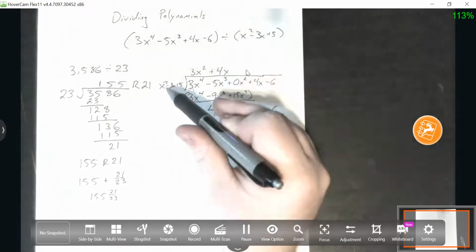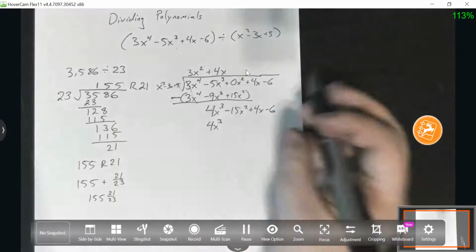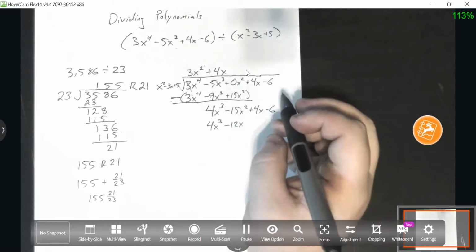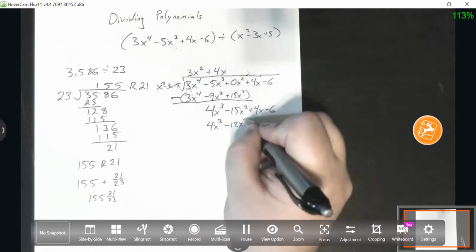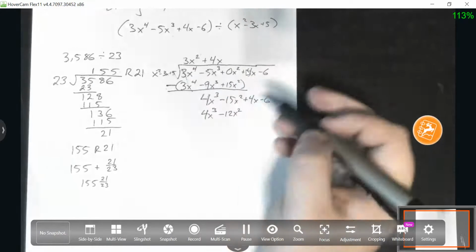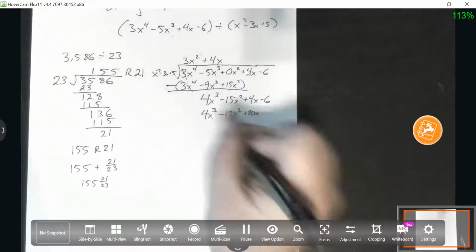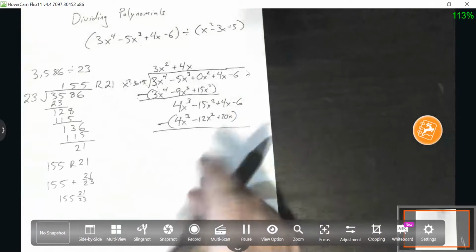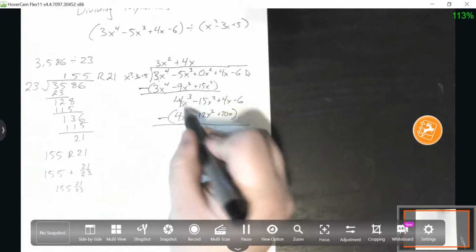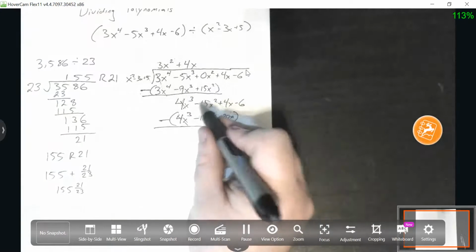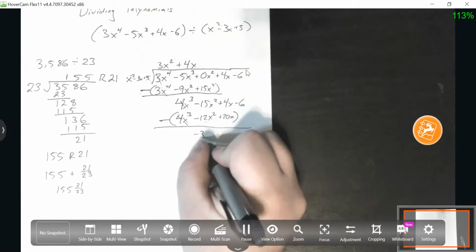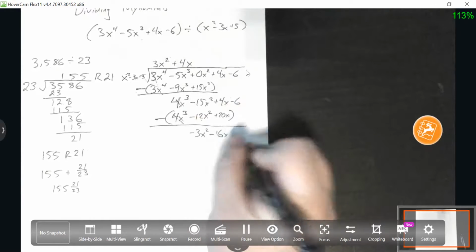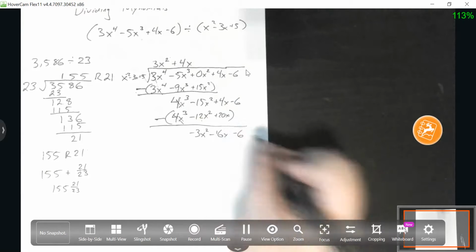I now multiply that 4x times each of them. 4x times minus 3x is minus 12x squared. 4x times 5 is plus 20x. I draw the line, and we are subtracting. 4x cubed cancels with 4x cubed. Minus 15 plus 12 is negative 3x squared. 4 minus 20 is negative 16x. And then minus our 6.